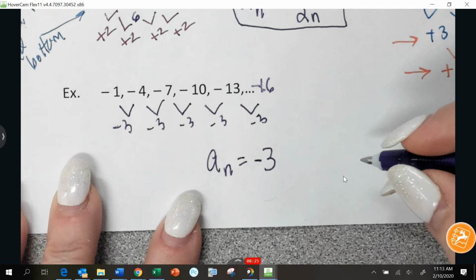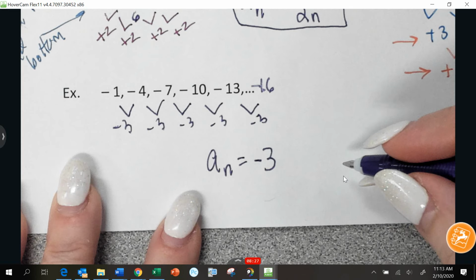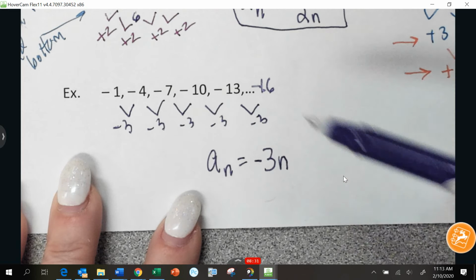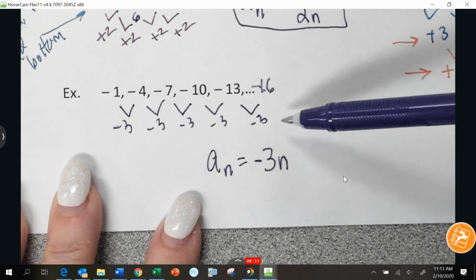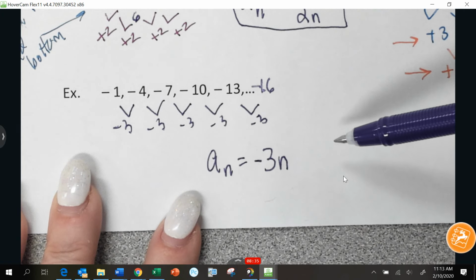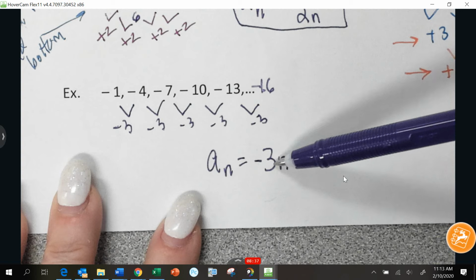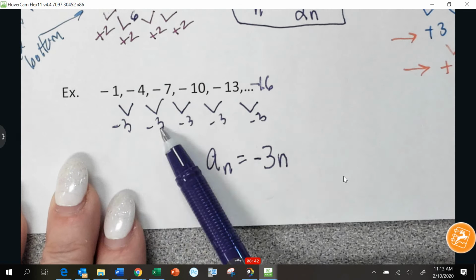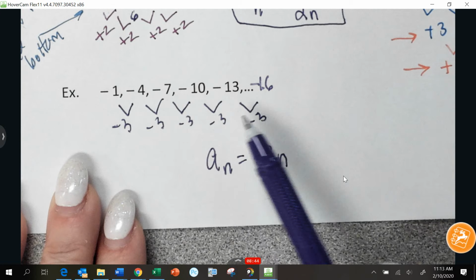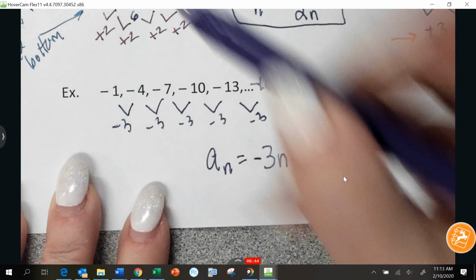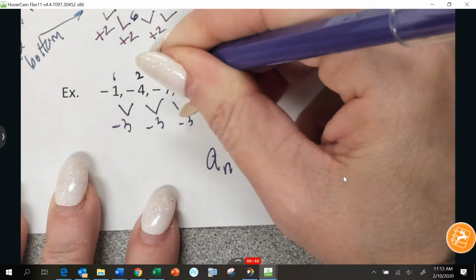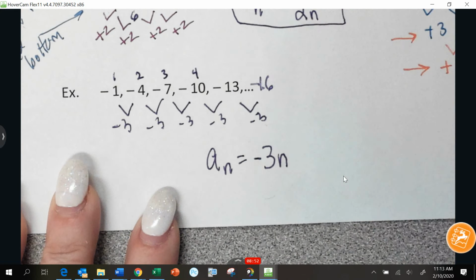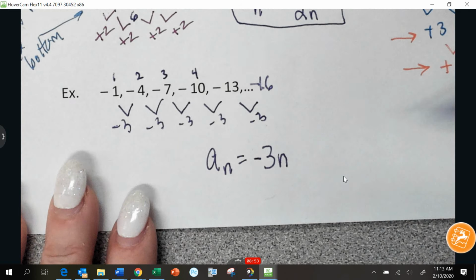It has to start with -3n. When it goes down or goes up by the same amount each time, it's linear, so we put it multiplying by n. If I were to graph this, this would be the slope, because our n's are just going up by 1 each time, and then our y's are going down by 3. That would be the slope. So -3n.